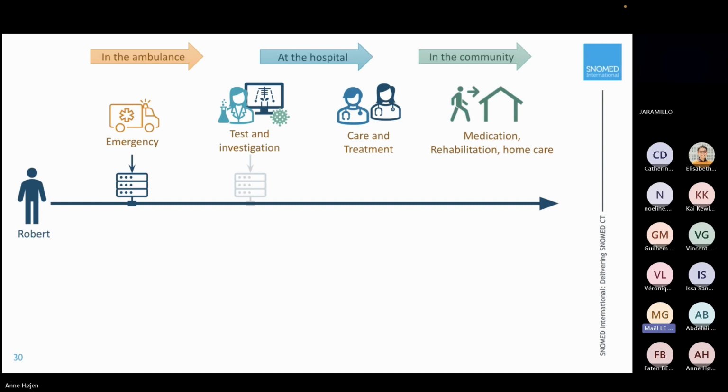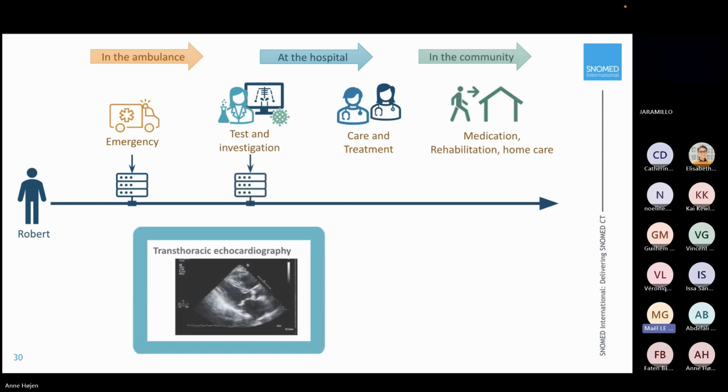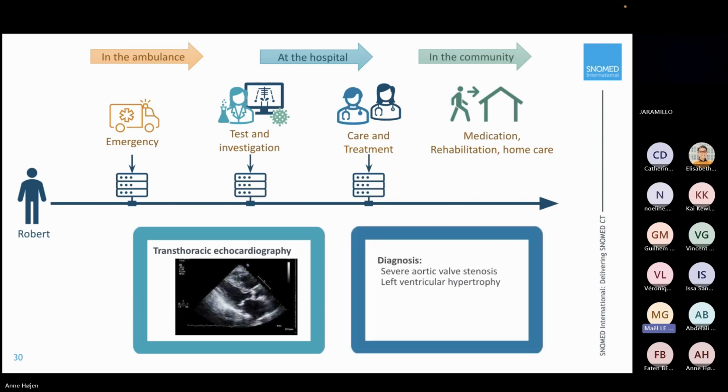At the hospital, further tests and investigations are performed, and there's transthoracic echocardiography performed, and this shows that Robert has a severe aortic valve stenosis and a left ventricular hypertrophy. His circumstances with age and how physically fit he is make him suitable for a surgical procedure of the replacement of the aortic valve.